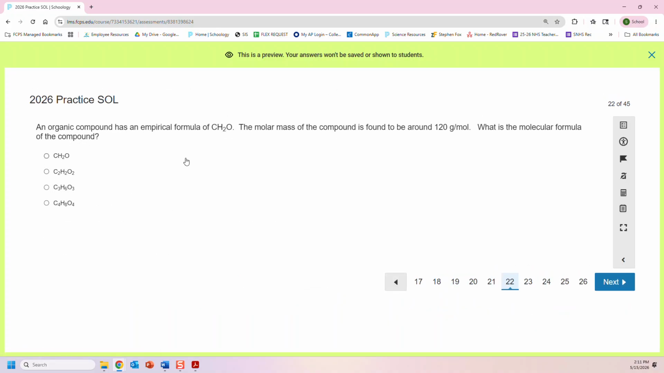All right. So 22, remember, this was the empirical formula. That adds up to around 30 grams per mole. 120 divided by 30 is 4. So multiply the subscripts by 4, and you get your correct molecular formula. Okay. So now we're moving on to the next one.